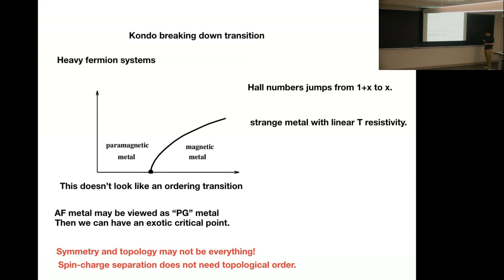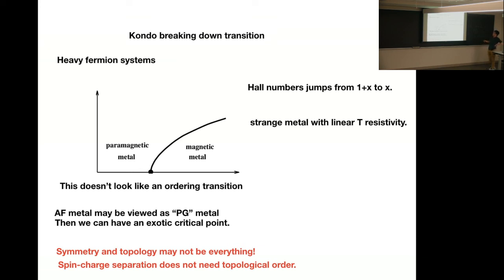So in heavy fermion systems, sometimes people also see an interesting condition. They tune the magnetic field or pressure. They find a transition between a large Fermi surface, as in the Fermi liquid, and a phase with a small Fermi surface. But this time it has antiferromagnetic order. It's not a Fermi liquid. Naively, because this small Fermi surface has symmetry breaking, you may think of this as an ordinary transition.